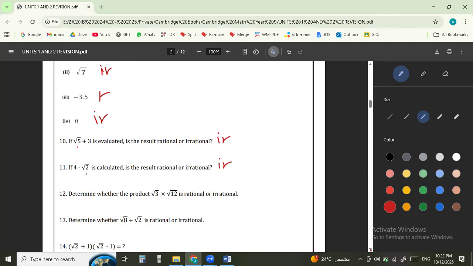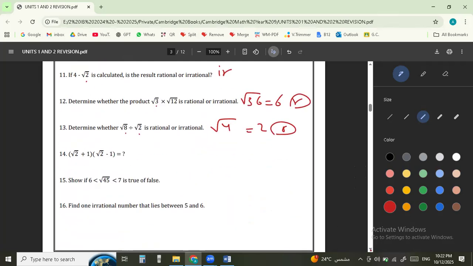Determine whether the product, the product, Mr. Ahmed told us in multiplication or in division, we can multiply the roots or divide the roots. So this is actually square root of 36. That's in multiplication and division. I can do that, which is 6, so it is rational. But here is division. Yes, I can divide. Mr. Ahmed said root of 4, which is 2, so it is rational as well.